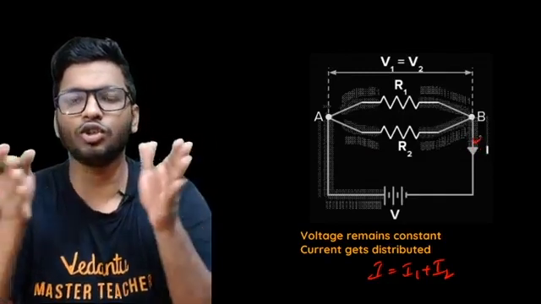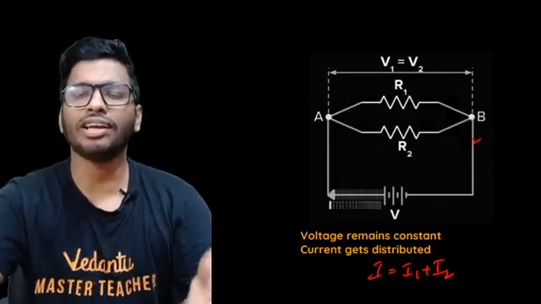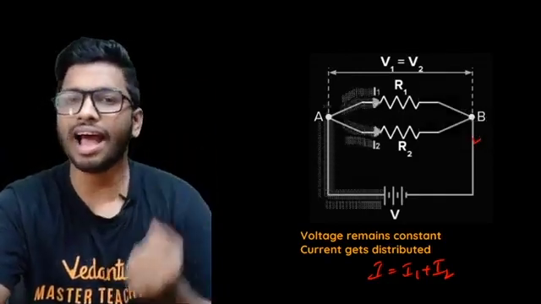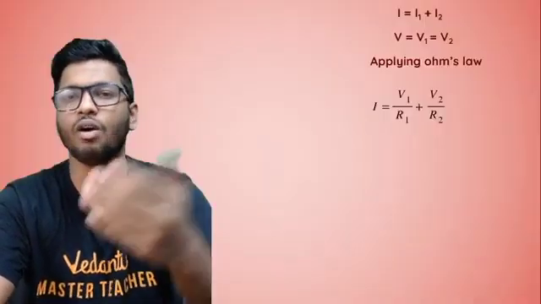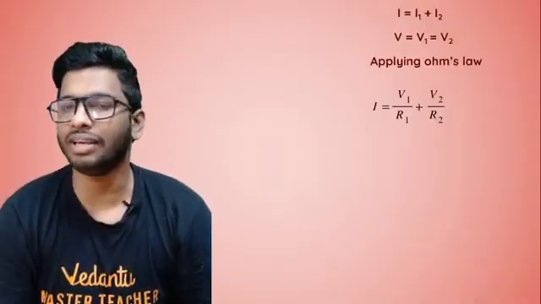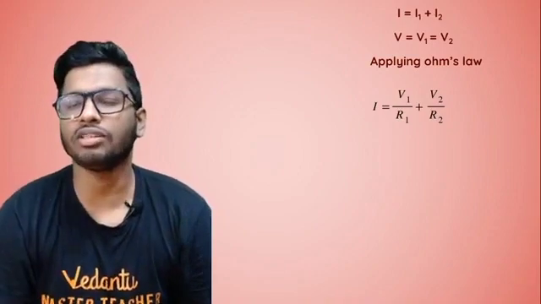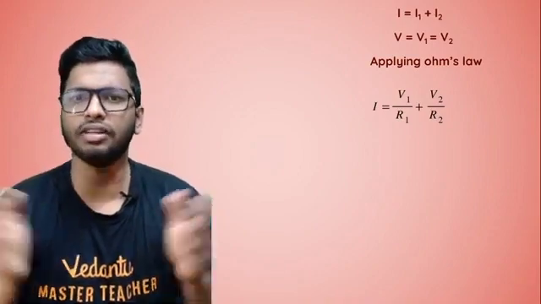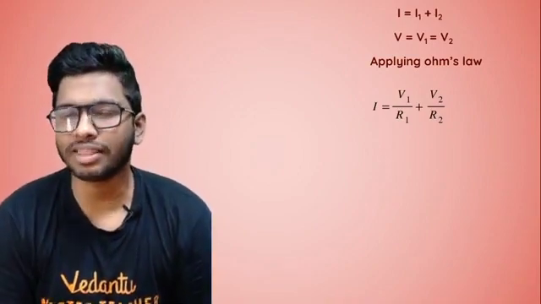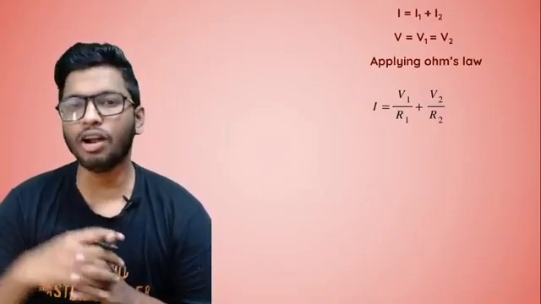It's basically joining back to form I. So I is equal to I1 plus I2, right? And we have already seen that VA and VB are the same. So I'll take it as V is equal to V1 is equal to V2, because the potential across the points are the same. Now, what I'm going to do is apply Ohm's law.